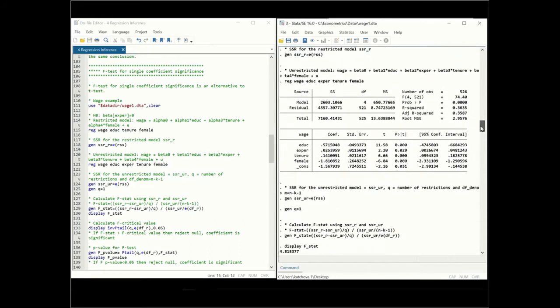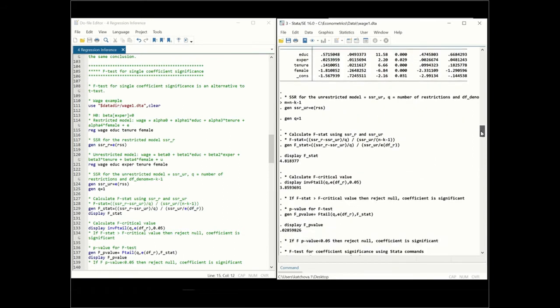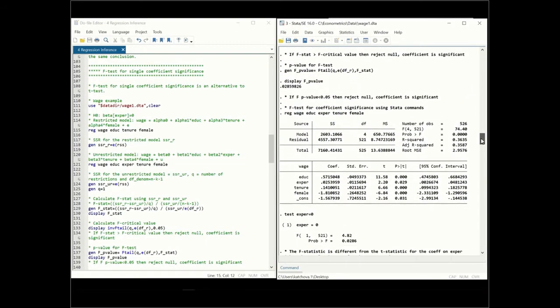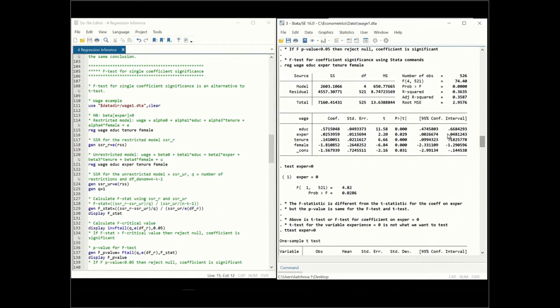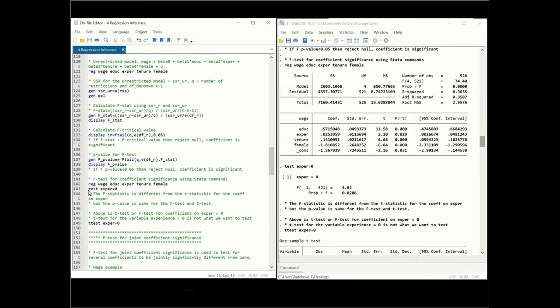So continuing on, we can do an f-test for a coefficient significance using a Stata command. The easiest way is to just run a regression of all of the variables, and then use the command test experience equals 0. Here is the test for experience equals 0. It gives you exactly the F statistic and exactly the p-value that we calculated above.